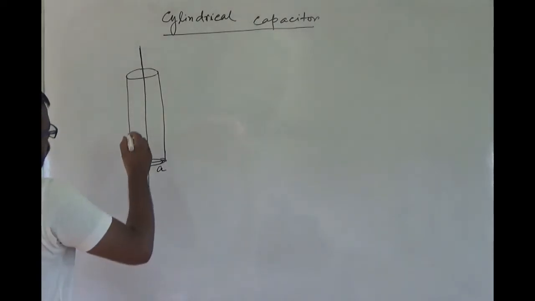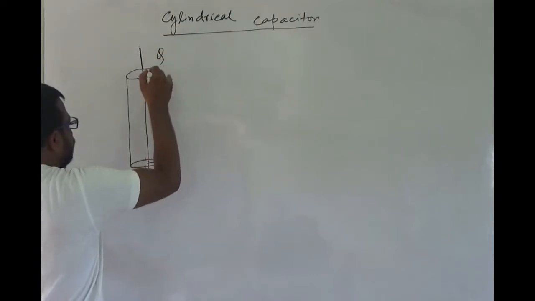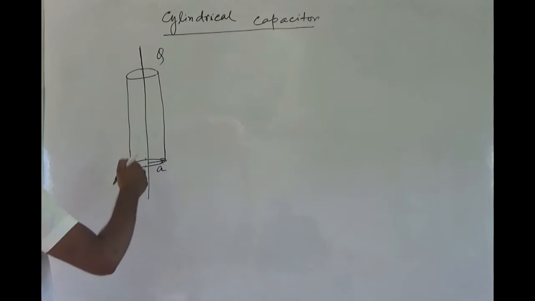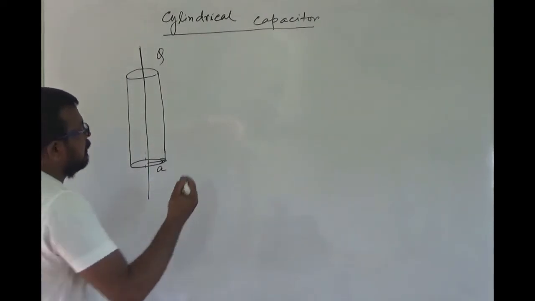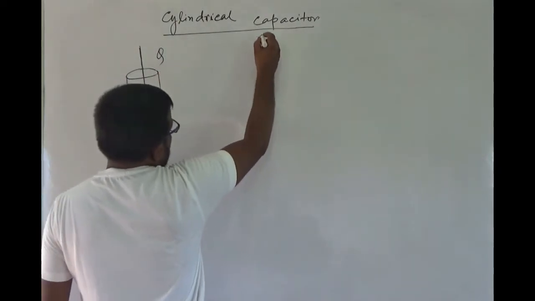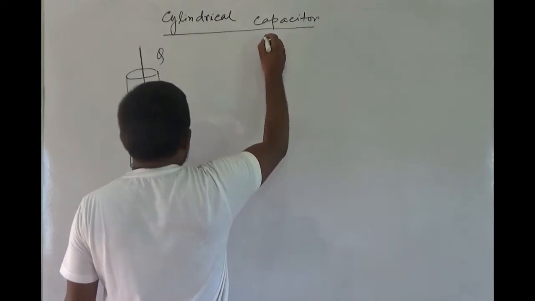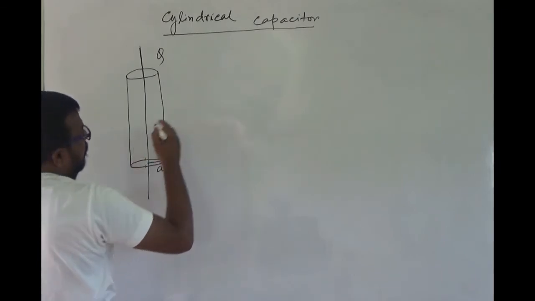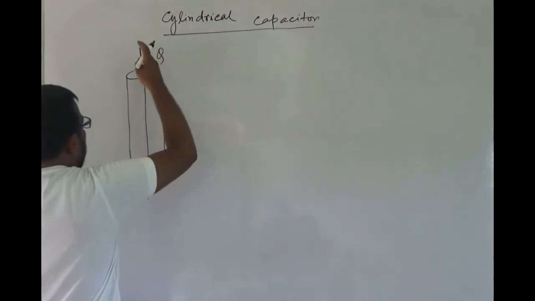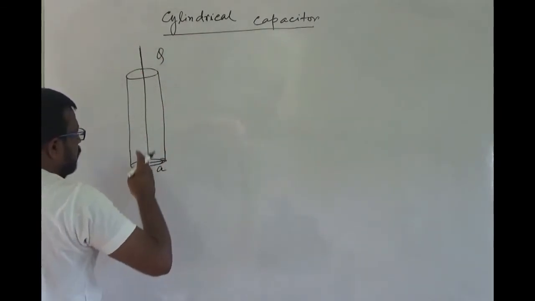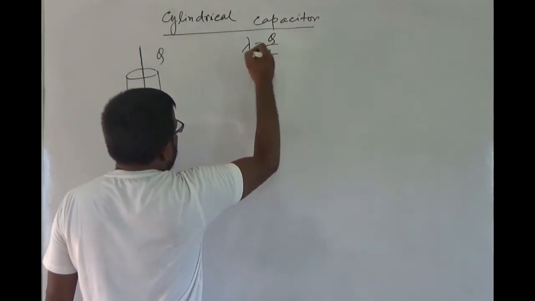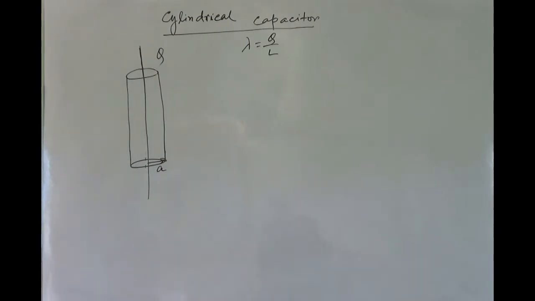Now this Q charge is given to this conductor. And if the length of the cylinder is L, then the charge per unit length on the axis is Q by L, where L is the length.